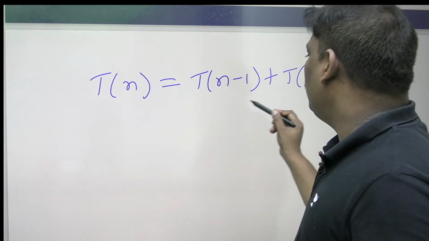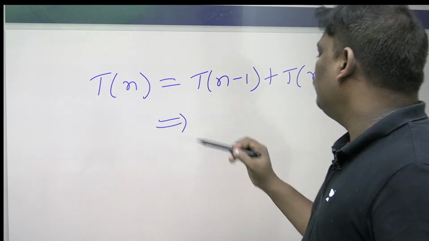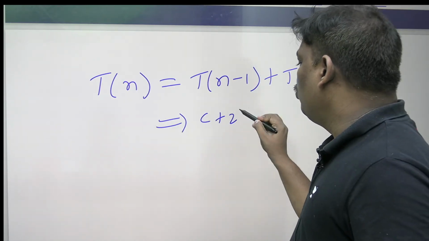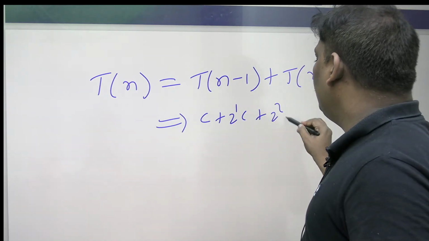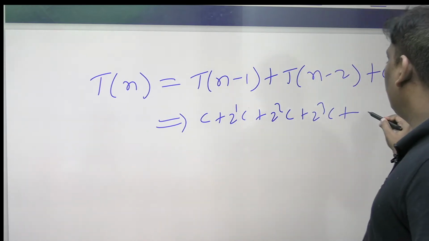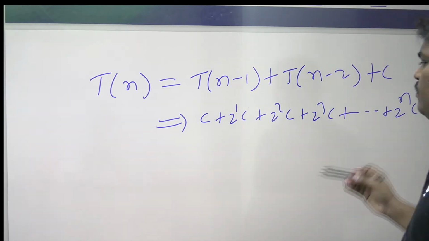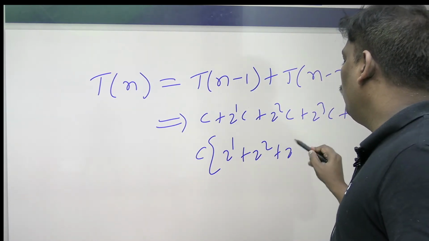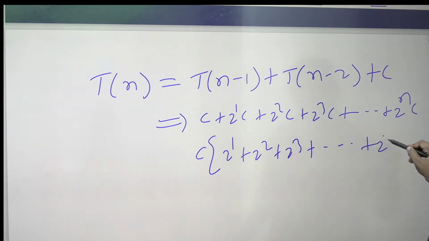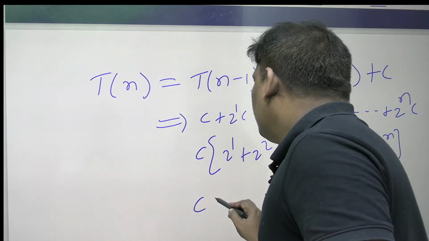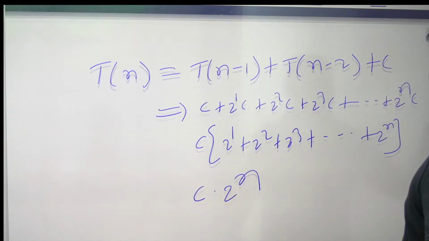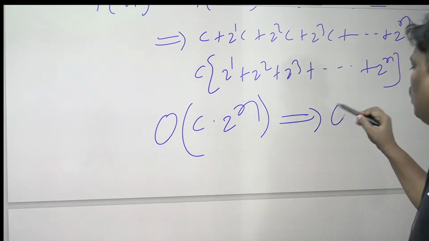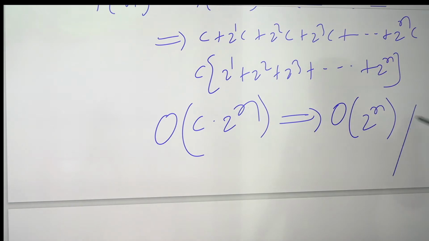If you solve this using the recursion tree method, you will get the answer: C plus 2 power 1 C plus 2 square C plus 2 cube C and so on, up to 2 power n C. Taking C common, it becomes 2 power 1, 2 square, 2 cube and so on, 2 power n, which goes to C into 2 power n. This is the upper bound, so it is big O of 2 power n. Listen, everyone, now.